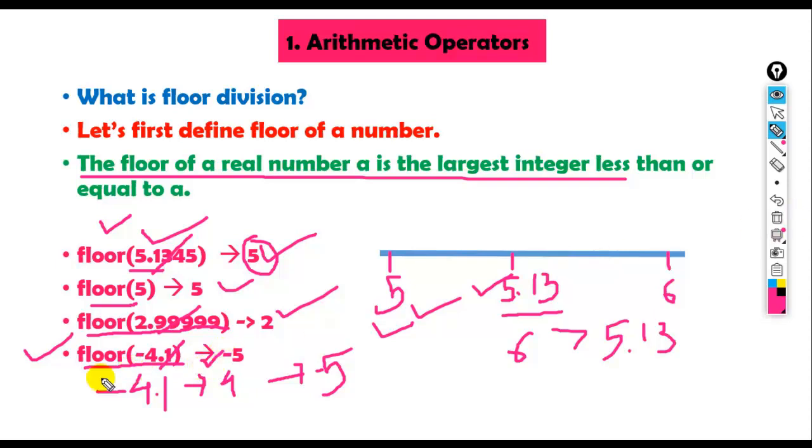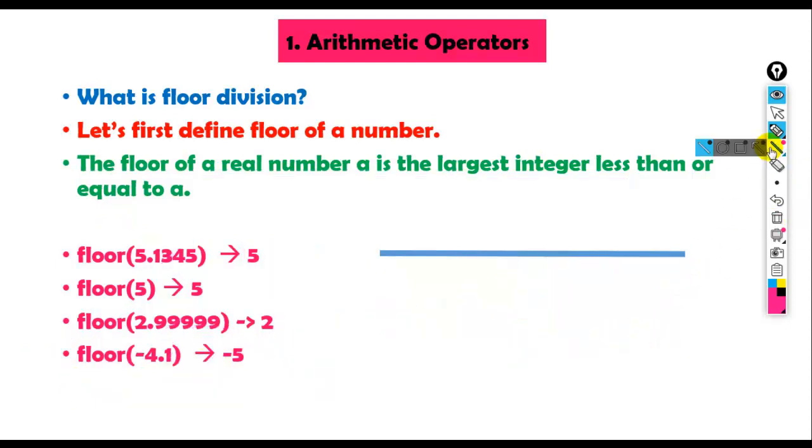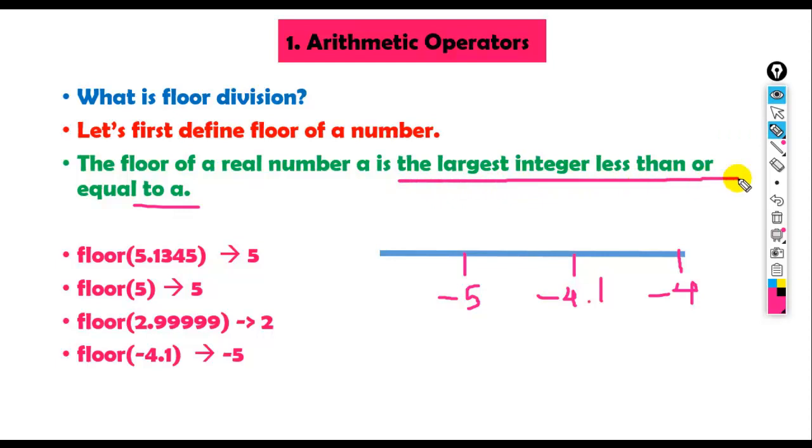So now let's check how floor calculates this value -5. So please concentrate over here. Again, I am using number line. So let me take -4 over here and here somewhere -4.1 and here is -5. So as per our definition, the floor of a real number a is the largest integer less than or equal to a.